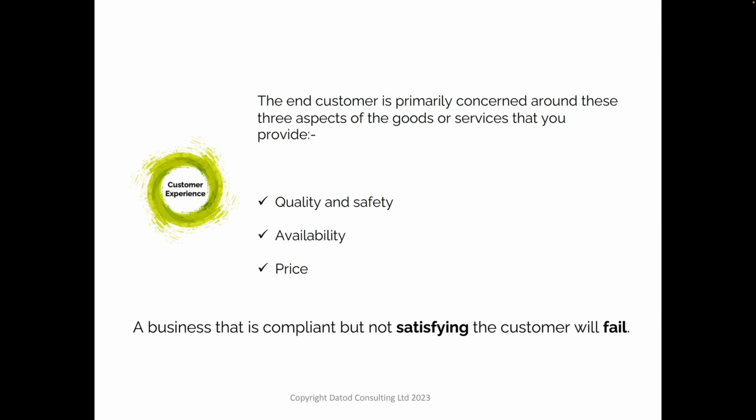So you can meet the regulatory requirements for the QMS, but actually fail miserably in terms of customer experience and giving your customers products which are either poor quality or unsafe or simply not available, or so overly priced that they're unwilling to actually pay the price for them.